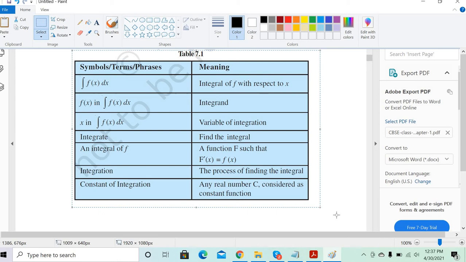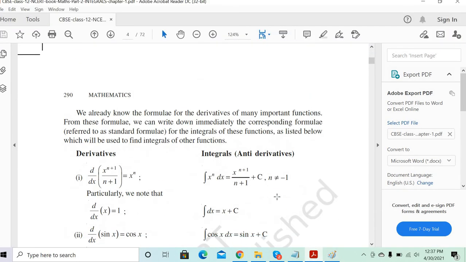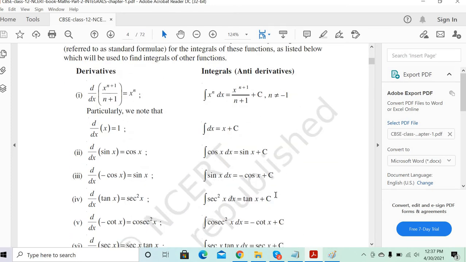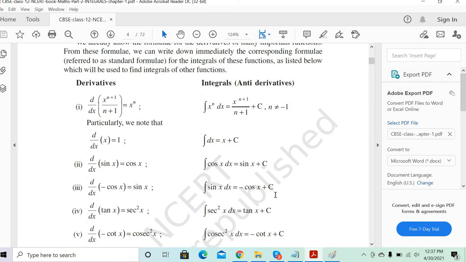The process of finding the integral: the constant of integration is any real number c, considered as a constant function. F dash of x is equal to f of x, that is fine. Integrate, integral symbol, phrase, and so on. Any questions, any doubts till now? Because this part is pretty much straightforward. No, sir. Clear. Okay, perfect. Let's go to the next part. Using integrals, we are directly finding the opposite of differentiation.